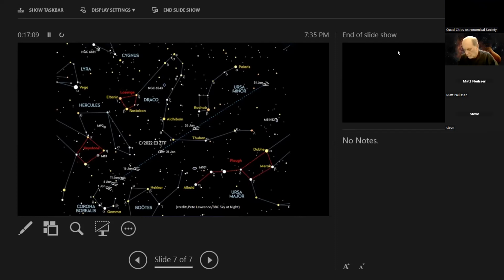Questions? As far as the scope OTA, what would be the best magnification to pick this up if you were to take a picture of it? Best magnification, I'll open that up to people who know their scopes more than I do. Okay.